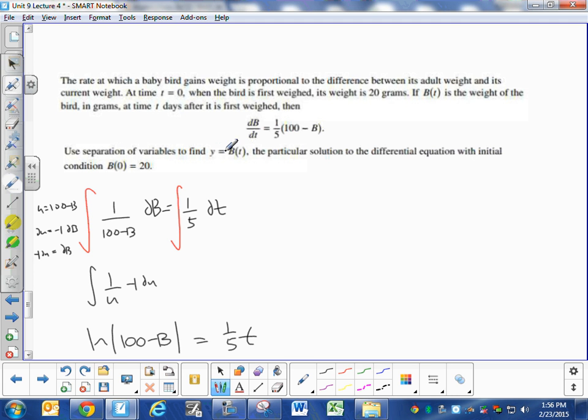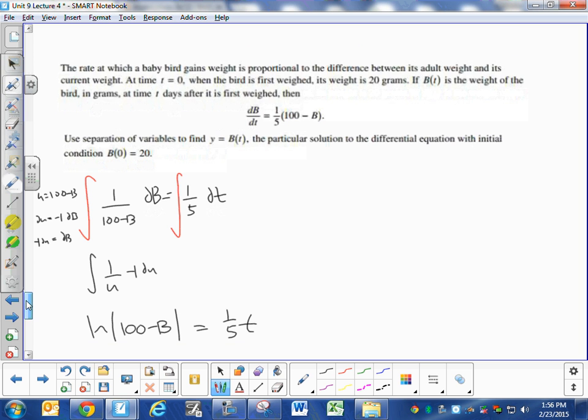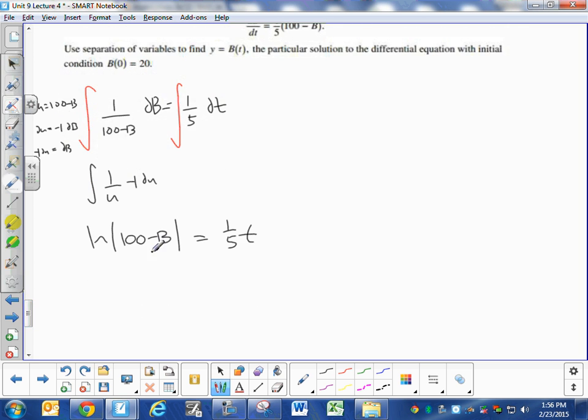Now, they want y equals b of t. So they want us to solve for b, and we want a particular solution here. So I'm going to really solve for b to have b of t. Start by taking e to the power of both sides. Of course, I have a plus c here. Don't forget the plus c. That gives us absolute value of 100 minus b equals e to the 1/5 t plus c.